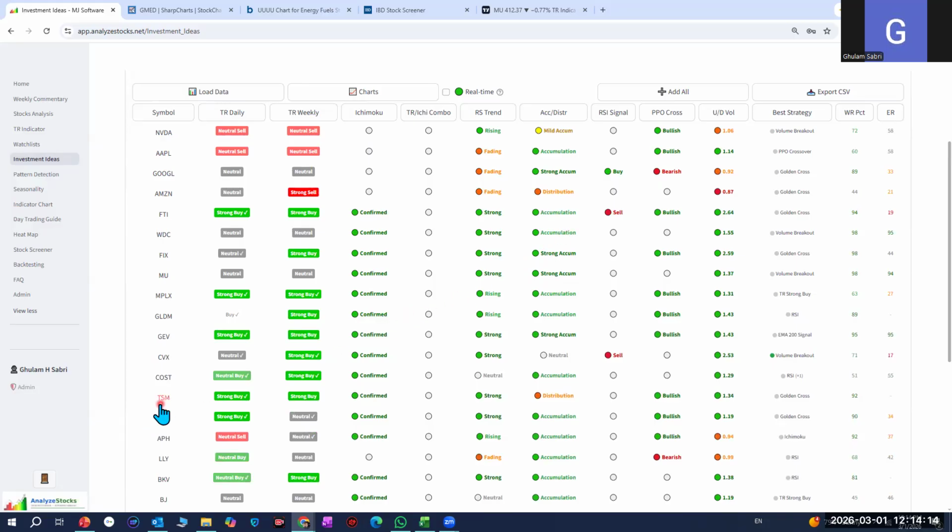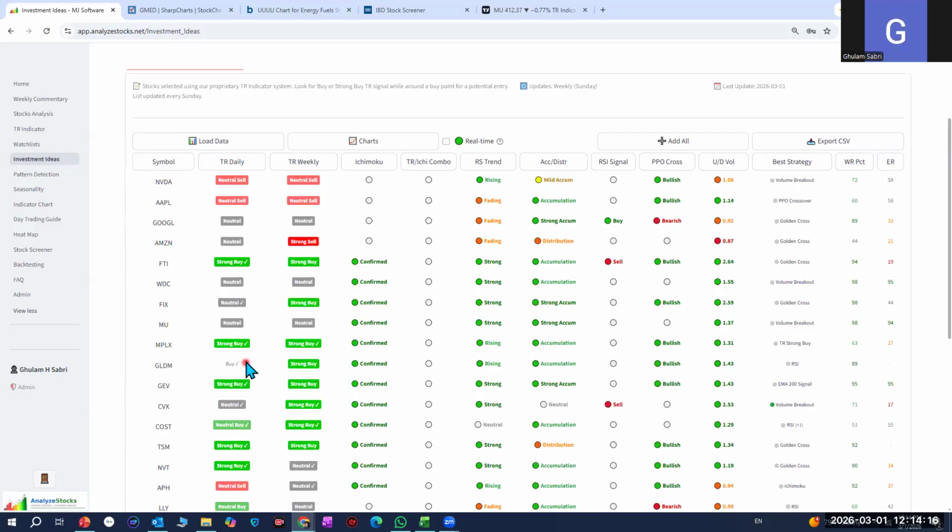So we have gold right here. It has just started giving us a neutral buy or buy. Checkmark means it's just started. The weekly is already in a strong buy zone. This is the best strategy. Now it has tested all 12 strategies and found the best result was RSI for GLDM, for gold, during the last 5 years of data. So for each stock, you can have a list of three best strategies and then you can work on this.